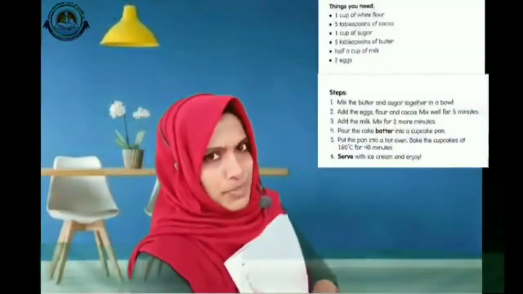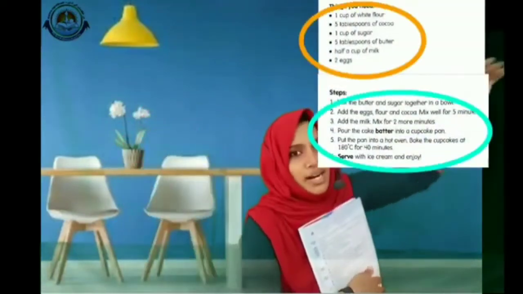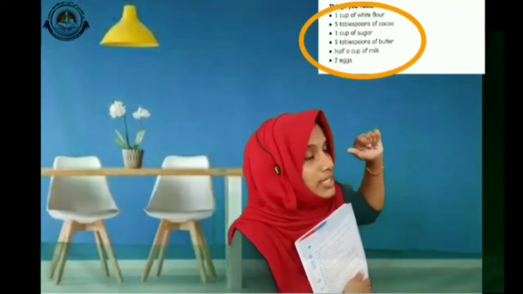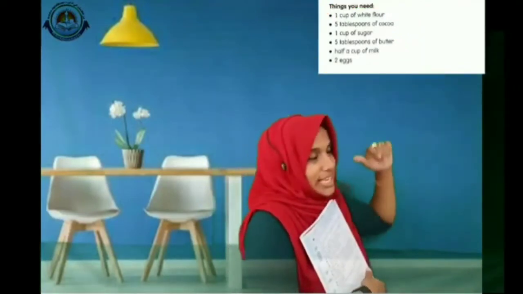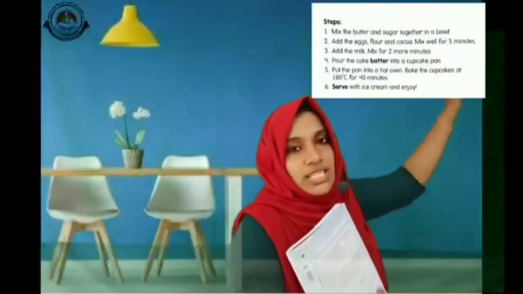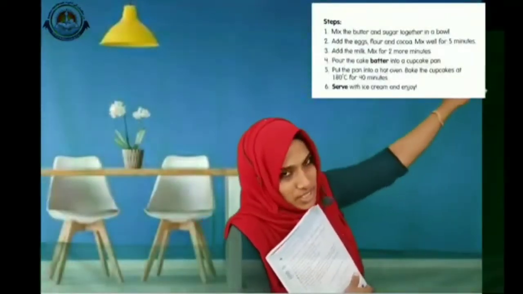Okay, now tell me, what can we make by following this recipe? Which thing are we making? Yes, it is a chocolate cupcake. So with the help of these steps, we have made a chocolate cupcake. And look at this recipe. Here we can see 2 parts. What are they? One is things needed, and the second one is about the steps. So these are the 2 parts of this recipe.